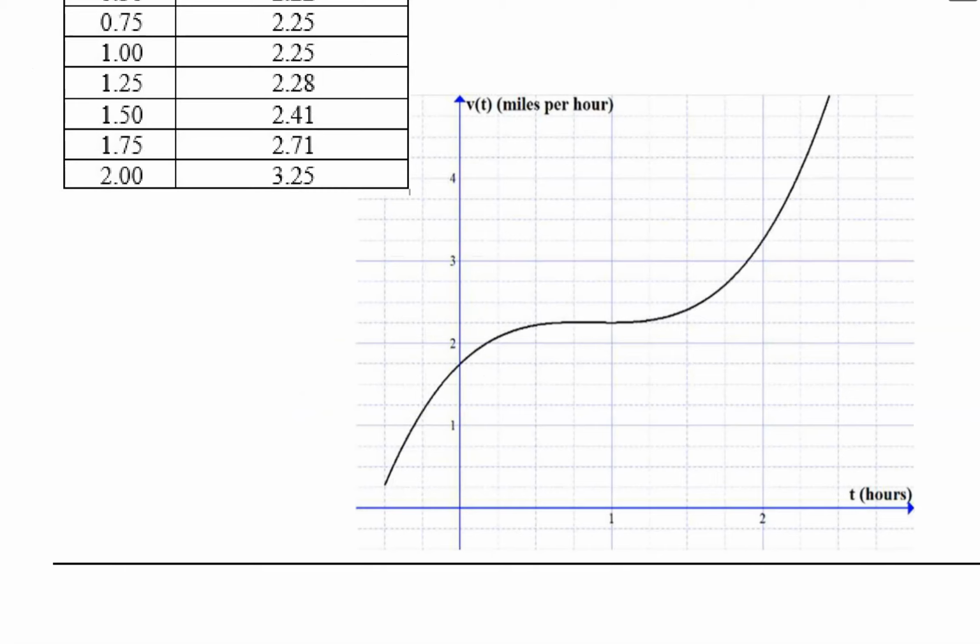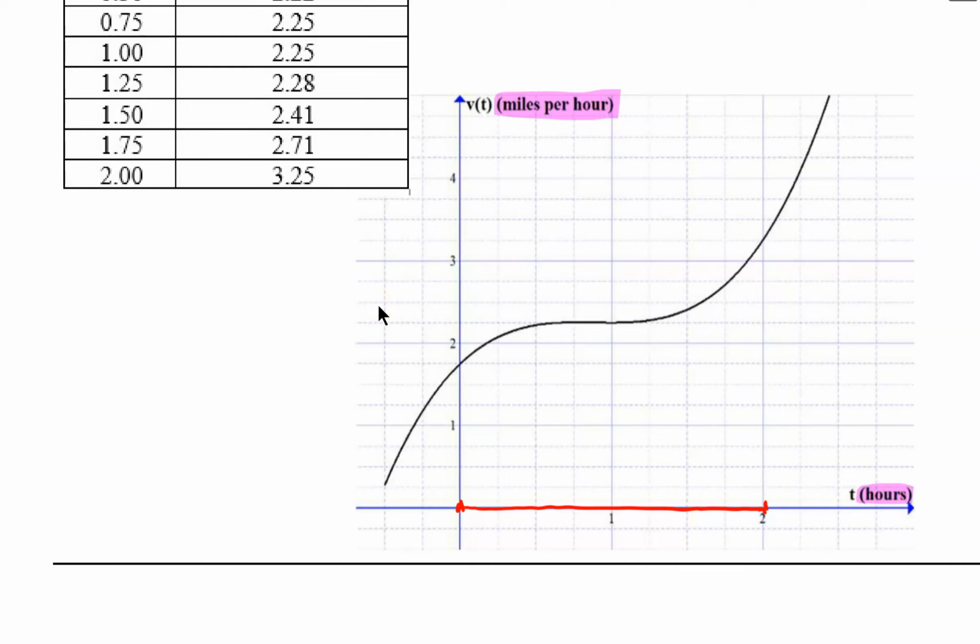Let's zoom in on the graph here for a moment. We're interested in how far Kim walked in 2 hours, so this time interval as indicated on the horizontal axis. And note that our vertical axis is labeled in terms of miles per hour, and our horizontal axis is measured in hours. So if we were thinking to approximate the distance that Kim walked, we could use rectangles to help us do that.